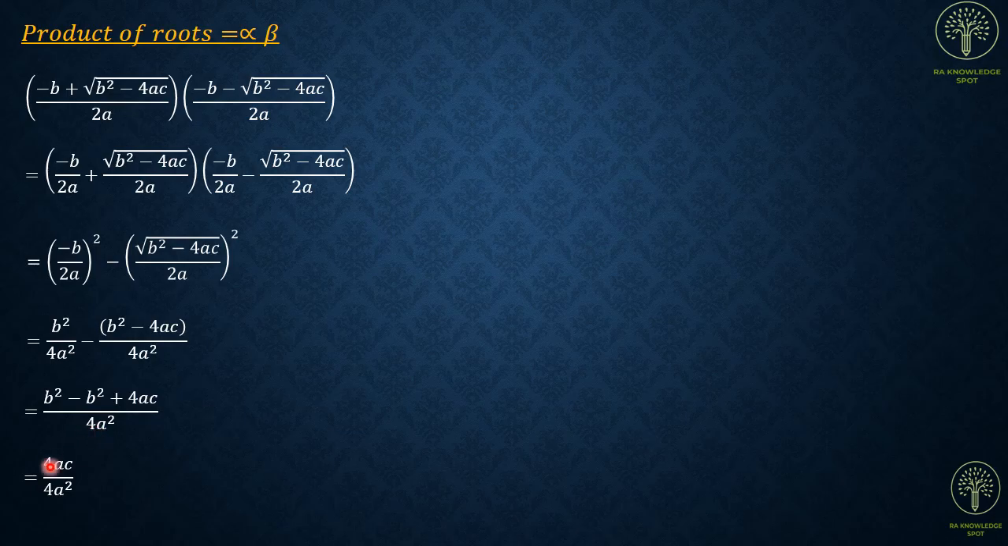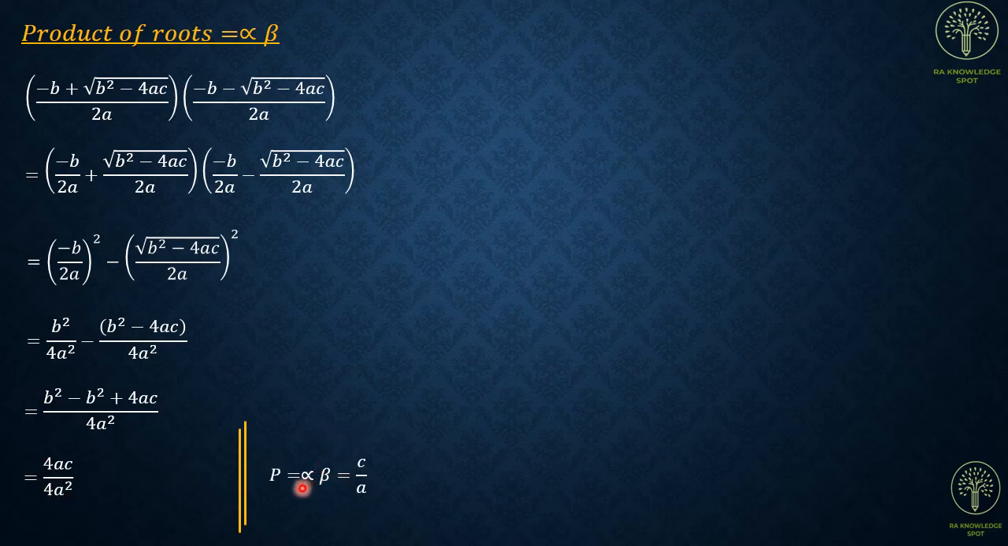Now as you can see, we can cancel 4 with 4, and there is one a in the numerator and two a's in the denominator. We will just cancel, and what we have is c by a. Okay, after cancellation you will get c by a.